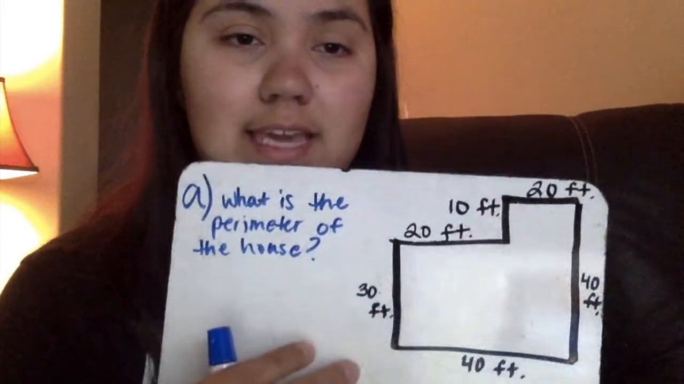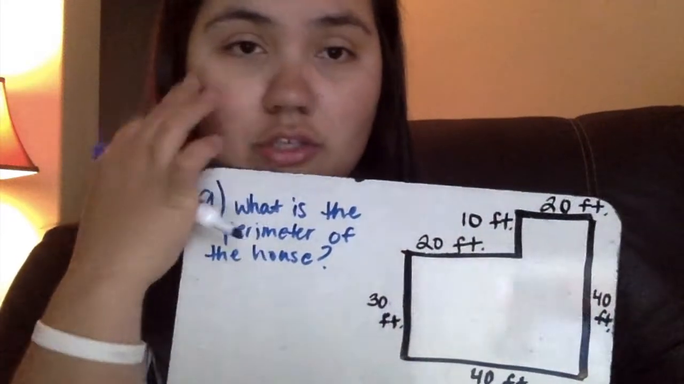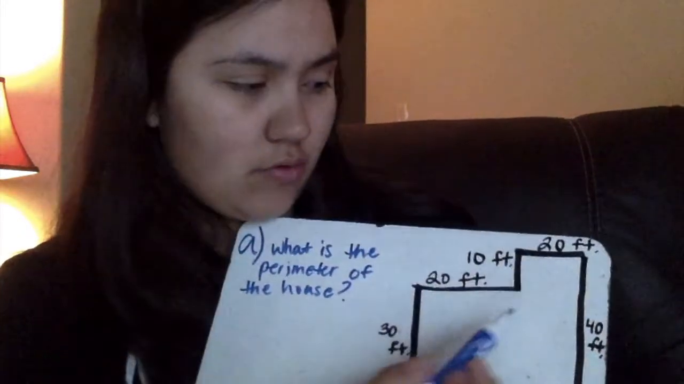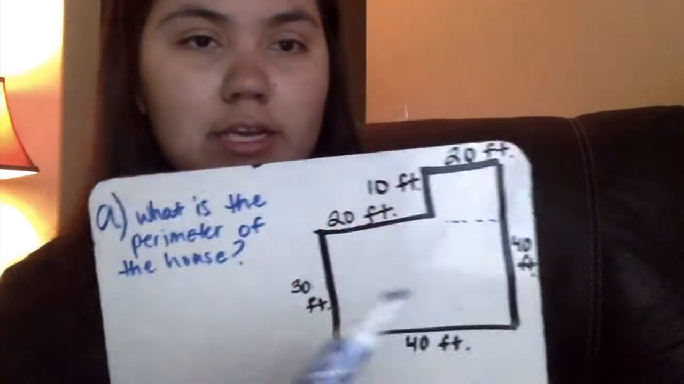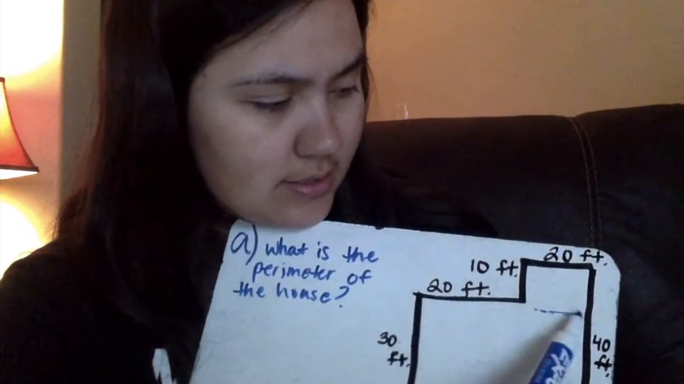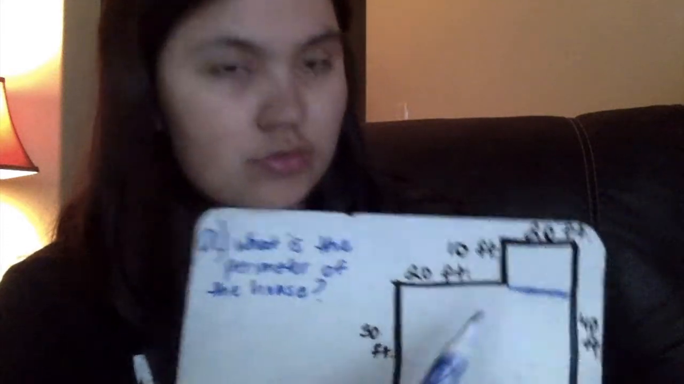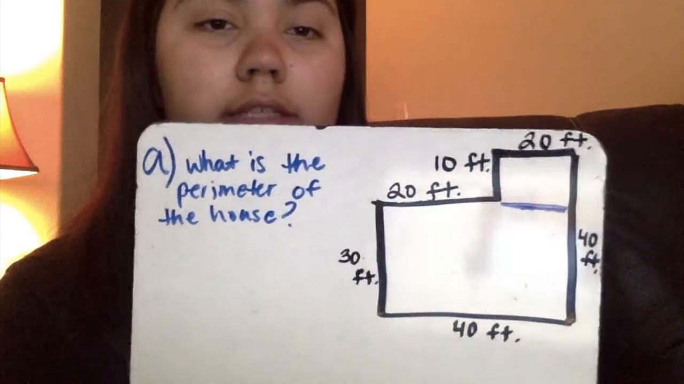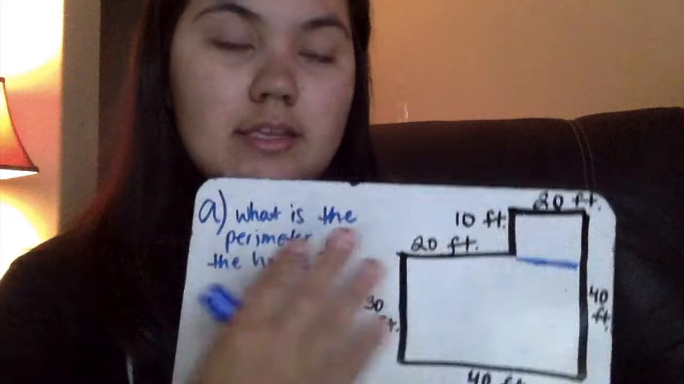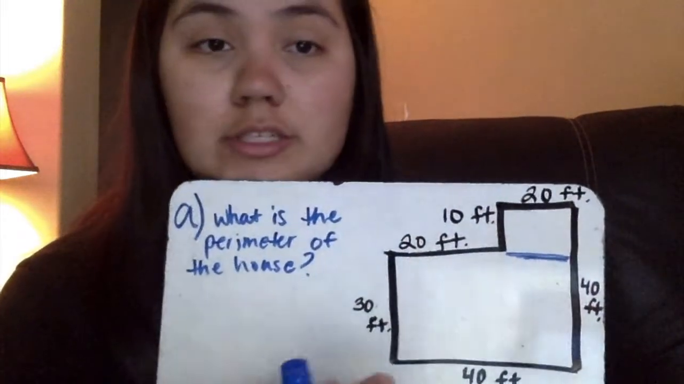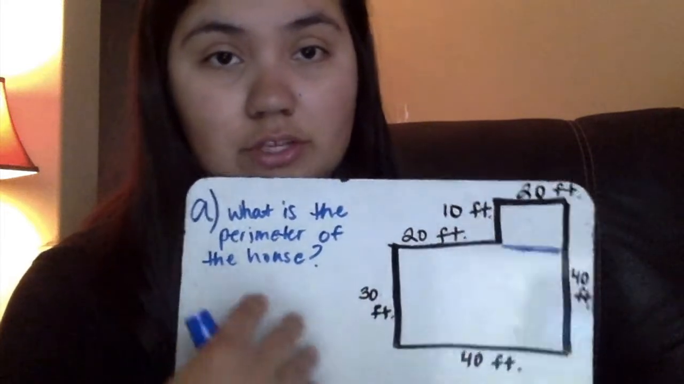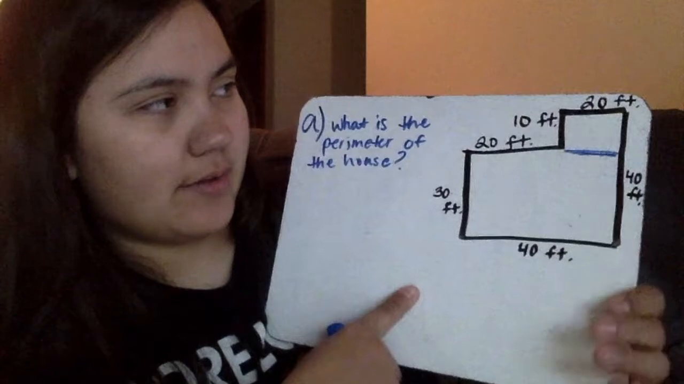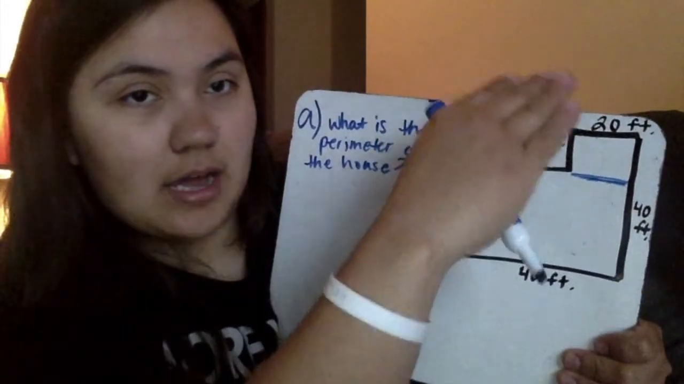In this case, because we have an odd shape here, it's actually two rectangles. If you drew this blue line in here, this could be two separate rectangles. Because we know perimeter is just the length all the way around, we can just add up all the sides, even though the shape is different. I'm going to start from the top and go down.